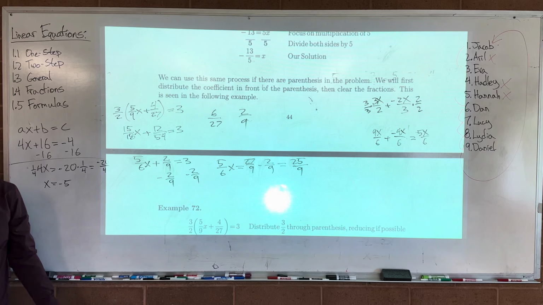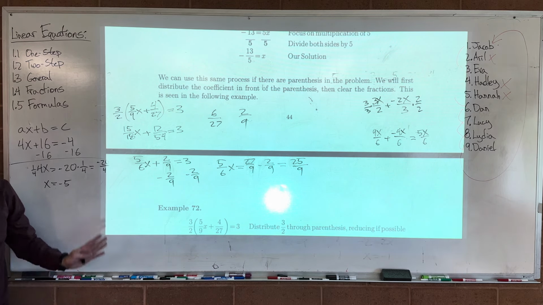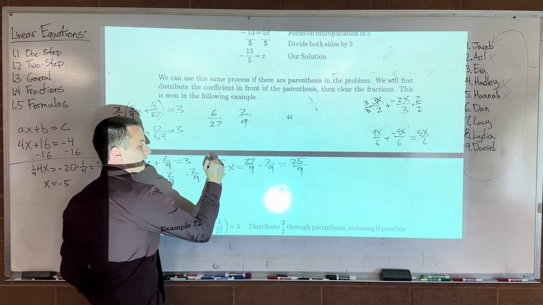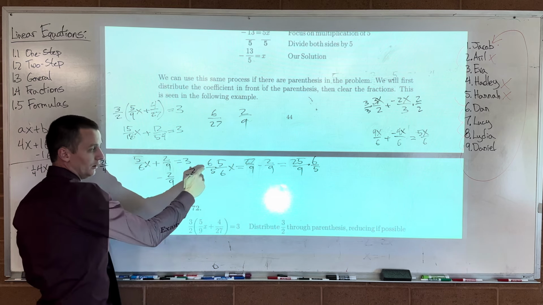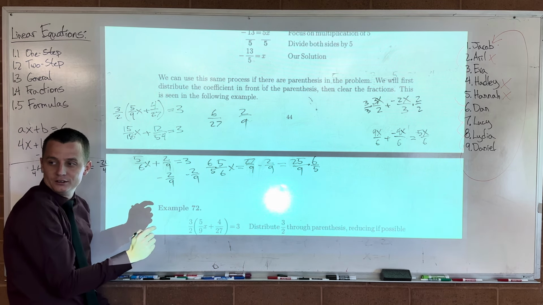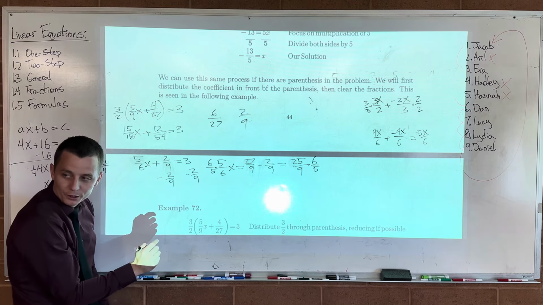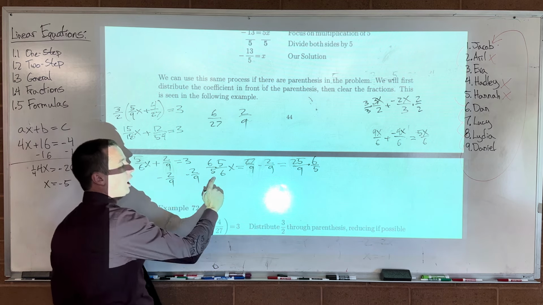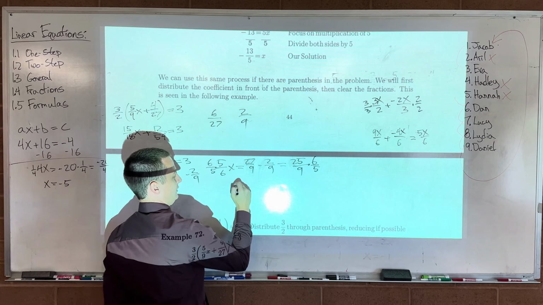Now what? Multiply both sides by 6/5. Now multiply 6/5 over here, and then multiply 6/5 over here. 6/5 times 5/6 is? Not 0. 1. It's 1. So 1 times x is x.